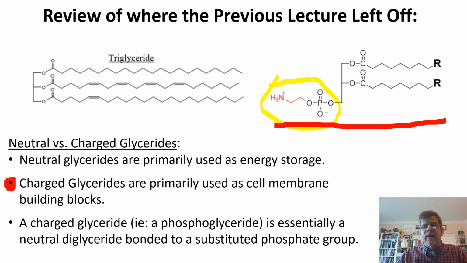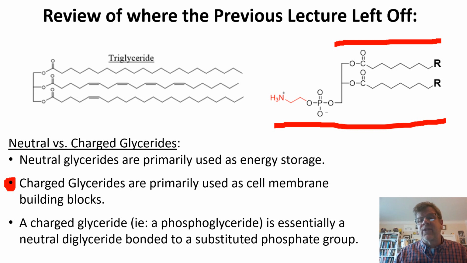This phosphoester and the small molecule attachment here, which in this case is ethanolamine, in which we have at physiological pH, any amines we see here are positively charged, and any oxygens on a phosphate are negatively charged. So this is the charged portion, if you will, of a charged glyceride. There's also, as we're going to see, an uncharged portion, and we'll talk more about that. That's essentially a diglyceride, a neutral diglyceride, which has on its third hydroxyl group a covalent attachment to this phosphate and its subsequent substitution.